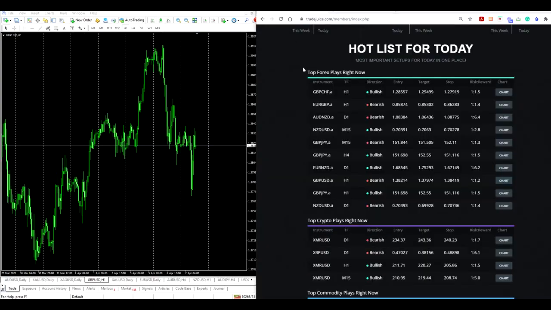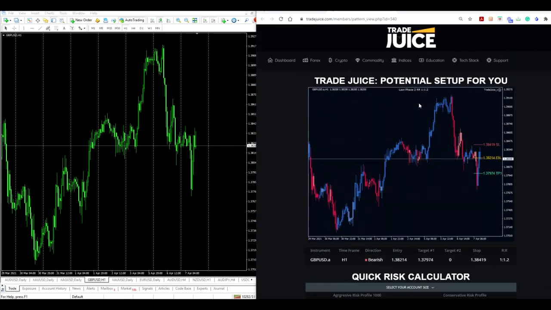Okay guys, so I'm on the Tradeology platform, and I can see many potential entries here. I'm looking at this one here, the pound USD 1 hour for a bearish signal, and I've got my entry, target, stop loss, and it even lets me know where those points are on the chart.